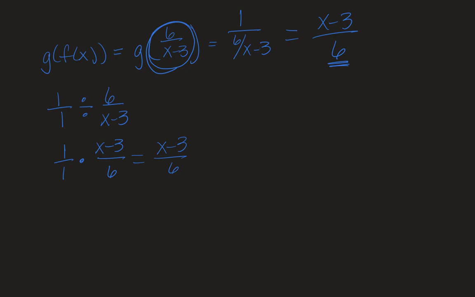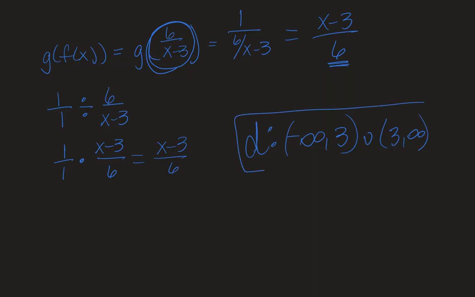So then our domain for this piece is negative infinity to 3 and 3 to infinity. So it can be all numbers because this piece right here can never be 3. And we don't have to worry about the whole thing being 0 because 6 will never be 0. All right, so that takes care of that. And then now we have the last part.